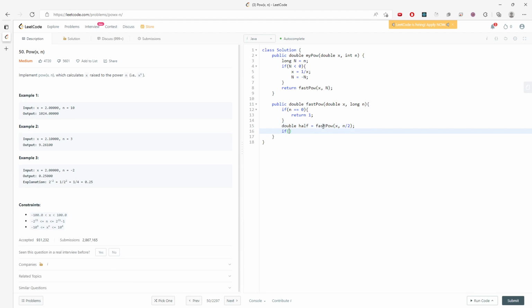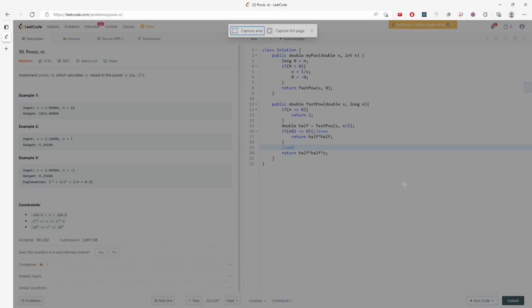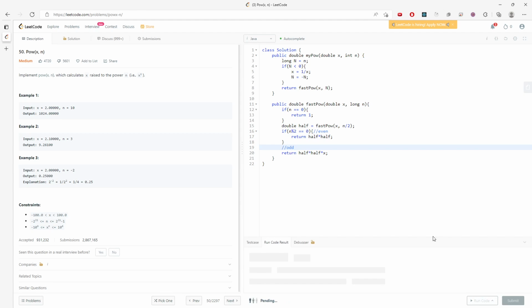And then I need to make sure my n exponent mod 2 equal to 0, so I will say return half times half, right? And then if not, this is even, this is not even, which is odd, then I will return half times x, right? And then you will just recursively call it back, and then you return the function. Return a number for the output. So let me just run it and then see if I have any question. Hopefully no.